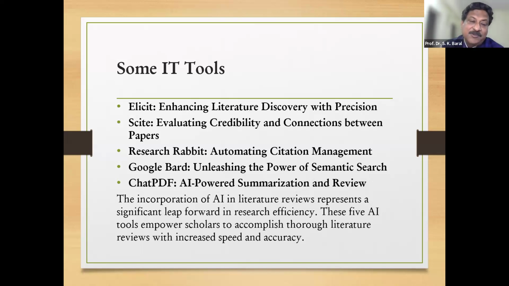And another beautiful software is Google Bard, unleashing the power of semantic search. Google Bard is an experimental artificial intelligence service. It generates text, summarizes text, and generates images. Lots of things you can use this for. It delivers relevant and very accurate results, and it optimizes the efficiency and effectiveness of your literature review. That will become very prominent.